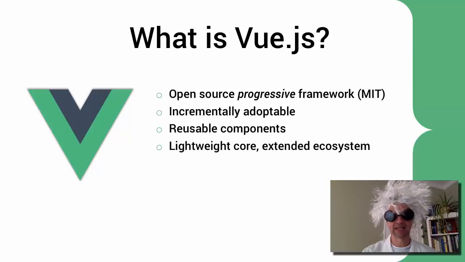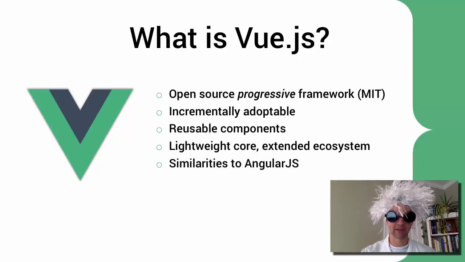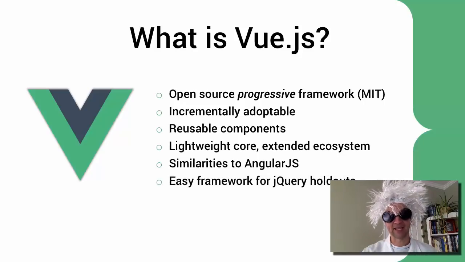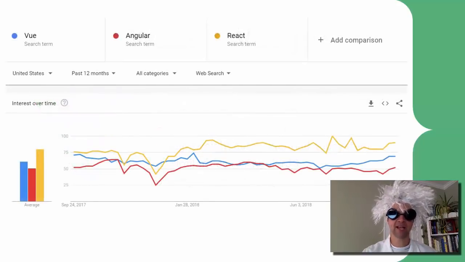Now, Vue.js is lightweight, weighing in at a whopping 20K on the web, I believe. There's also a vast ecosystem of supporting libraries and utilities. Now, some AngularJS developers, remember this is Angular pre-version 2, we're seeing some of them migrating to Vue as an alternative to Angular due to the similarities between the two frameworks. And last but not least, all of us jQuery holdouts are seeing Vue as an easy bridge to modern JavaScript development versus, say, a React or an Angular. And just looking at some Google Trends, you can see how Vue matches up with Angular and React in terms of overall popularity.